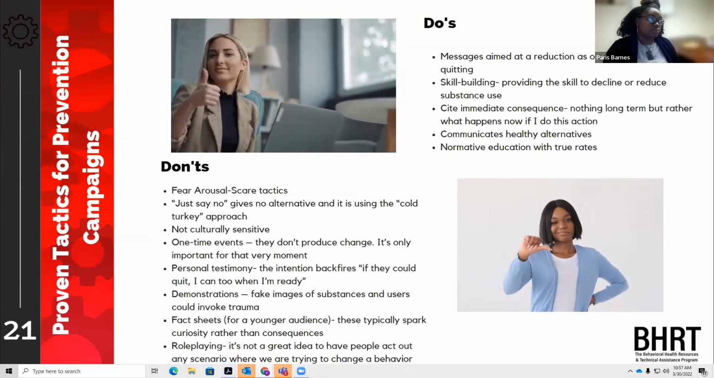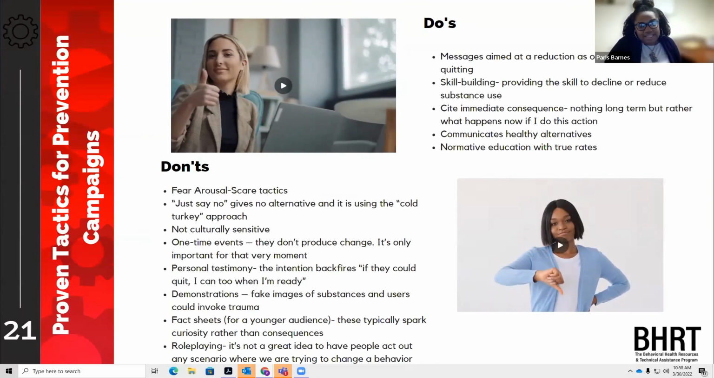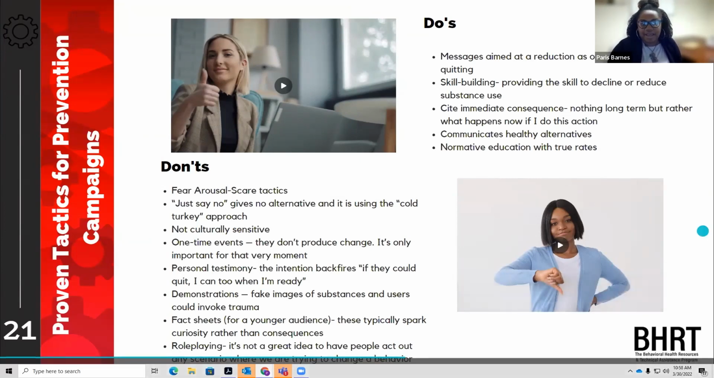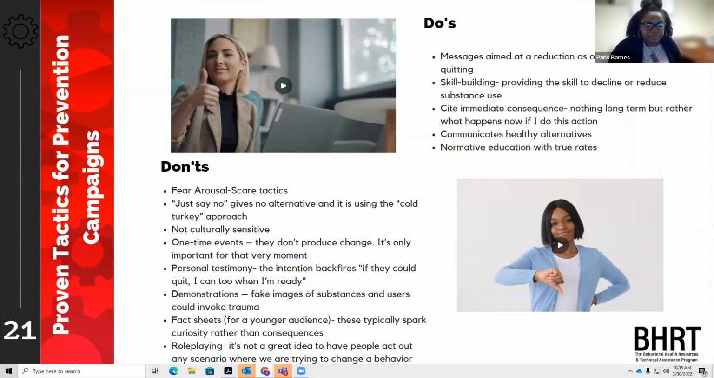All right, so here are some proven tactics for prevention campaigns, and we're going to talk about some do's and don'ts. While you begin to think about your campaigns for the future, here are some things that you should consider, and here are some things that you should not. So for do's, we want to use messages aimed at reduction as opposed to simply quitting. I think we all know that that just say no mentality does not work, and it never has. So we want to aim at reduction as opposed to simply quitting.